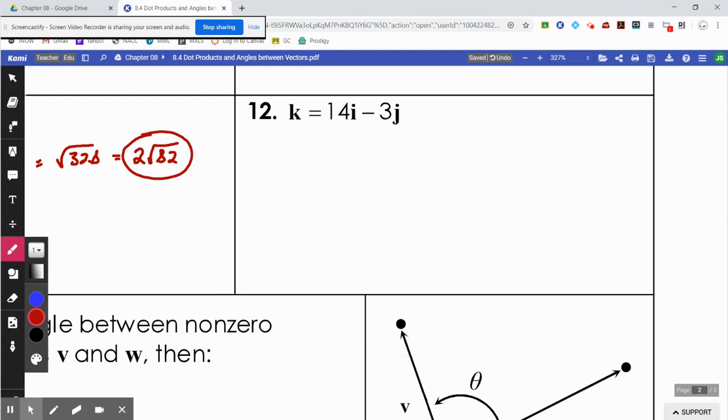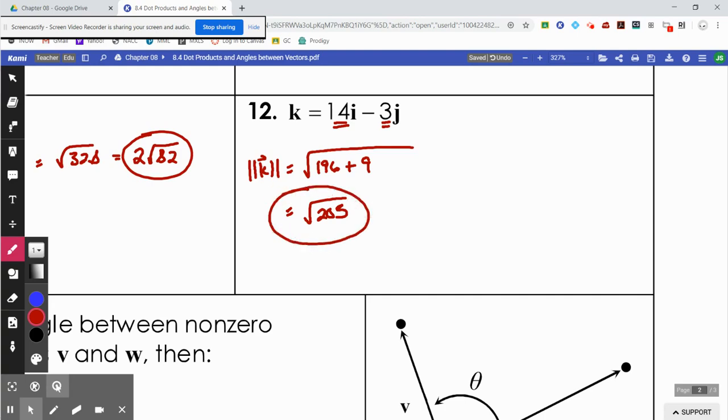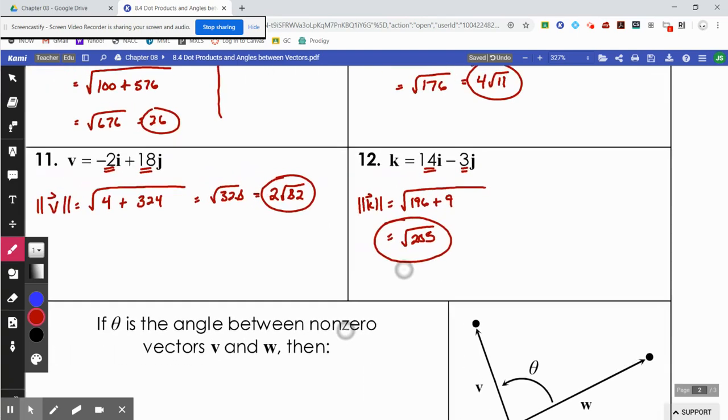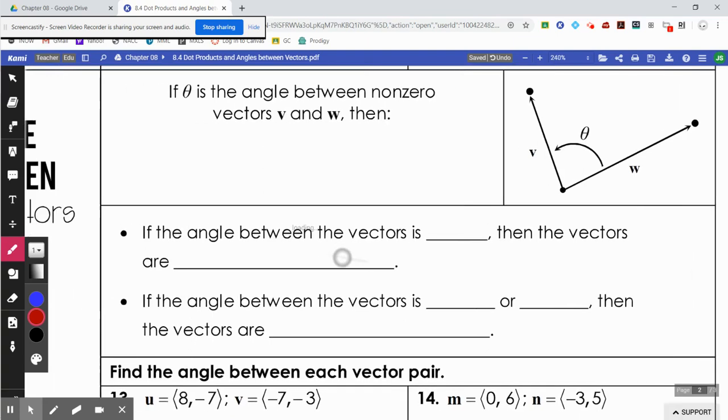And one last one, the magnitude of k can be found by doing the square root of 14 times 14, which is 196, plus 3 times 3, which is 9. So that's going to be the square root of 205. And that will not simplify. And each and every one of those you could have written also in decimal form.